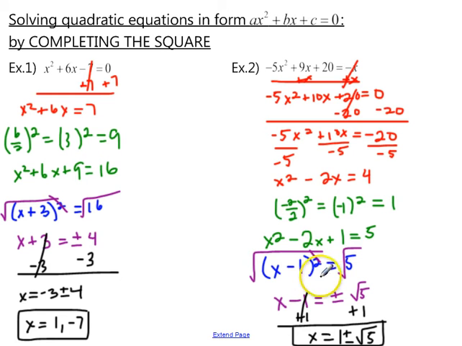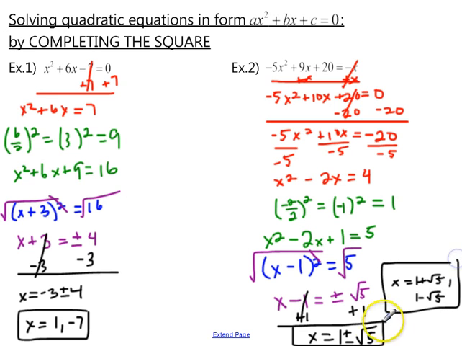And then when you take the square root of both sides, remember the left side, that squared cancels out, and you have plus or minus square root of 5. Again, remember, do not change it to a decimal if it's not a perfect square. Just leave it in radical form. Then add 1 to both sides, and your final answer should be x equals 1 plus or minus square root of 5. Remember, you can always write your answer as x equals 1 plus square root of 5 and 1 minus the square root of 5. Or you can leave it in the combined answer here.